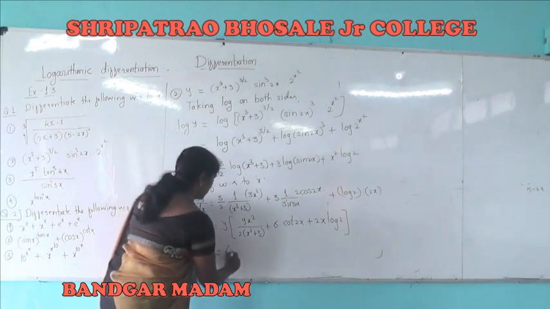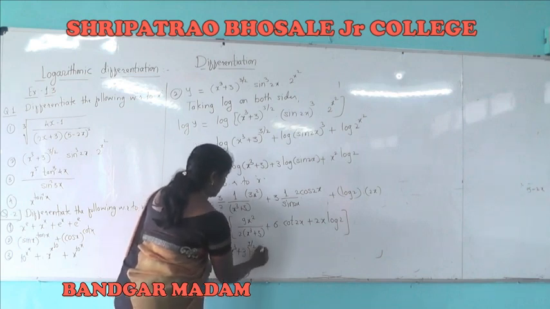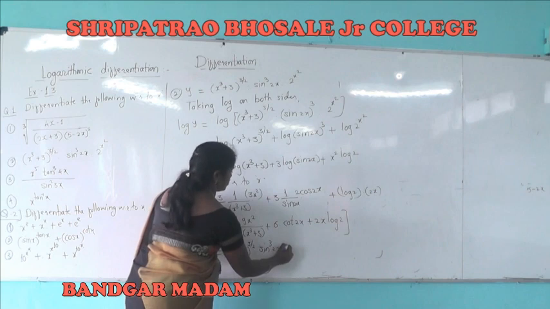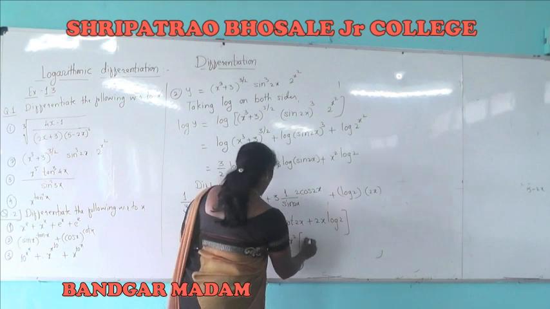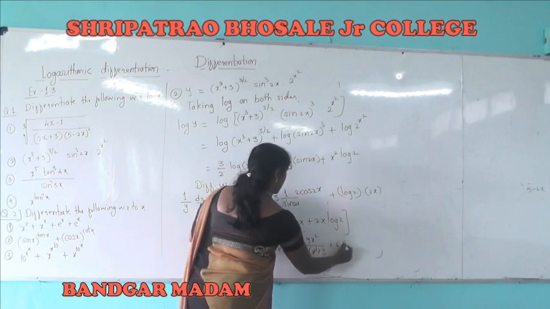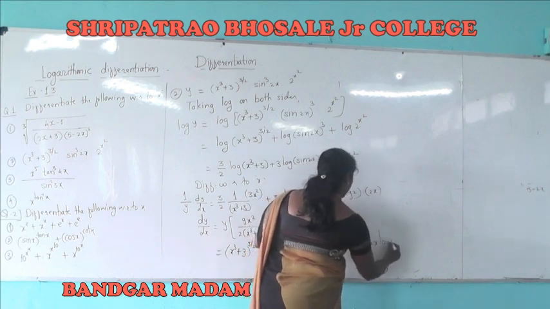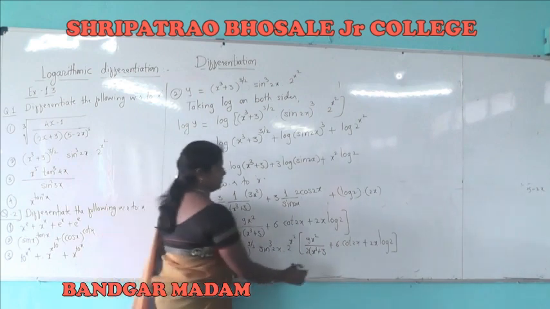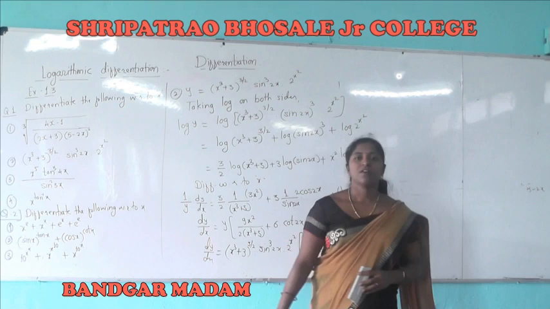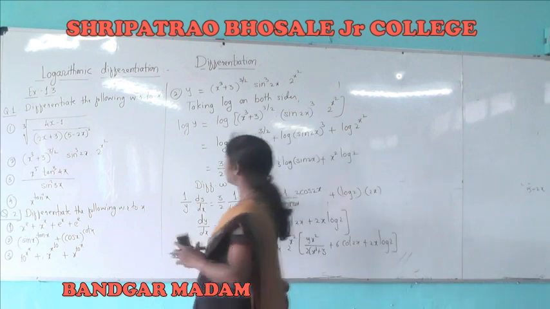y is x cube plus 3 raised to 3 by 2 into sin cube of 2x into 2 raised to x square into 9x square upon 2 into x cube plus 3 plus 6 cot 2x plus 2x log 2, which is our required dy by dx. This is our final answer for question number 2. Now we are going to solve question number 3 of question 1.